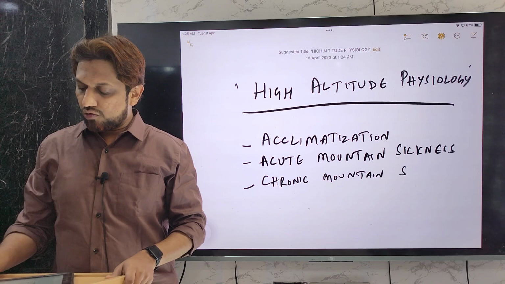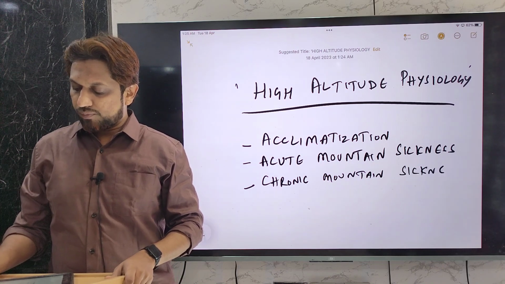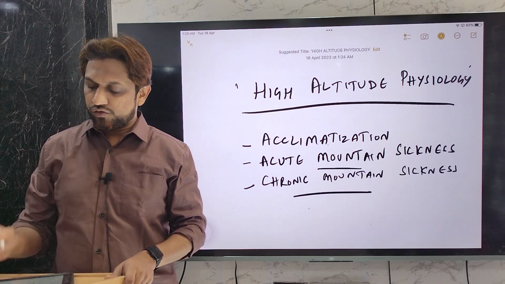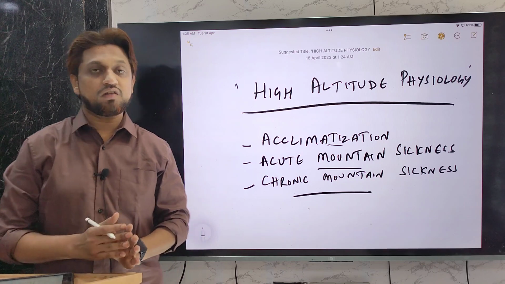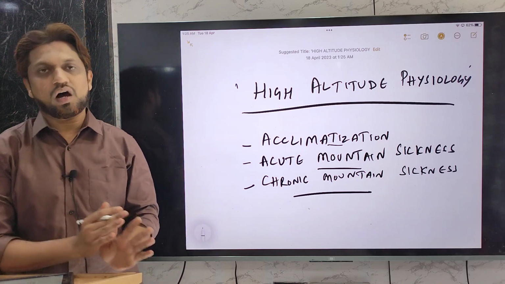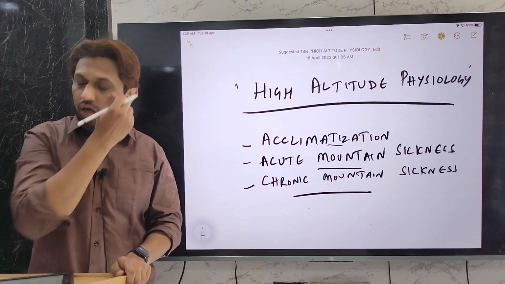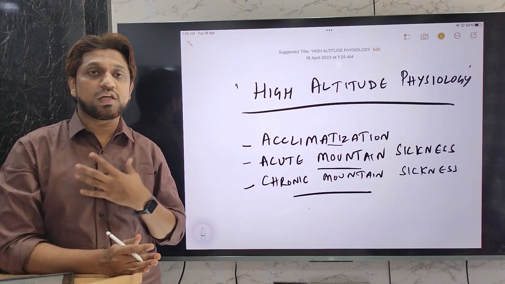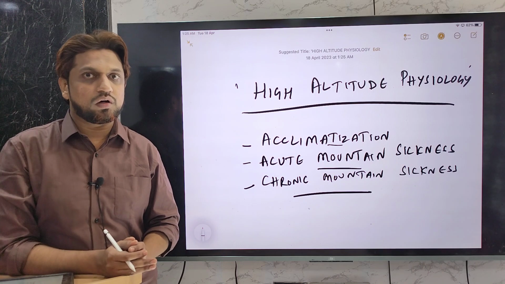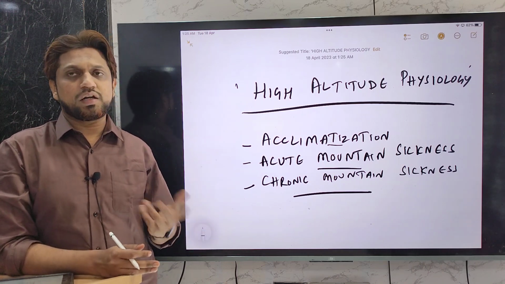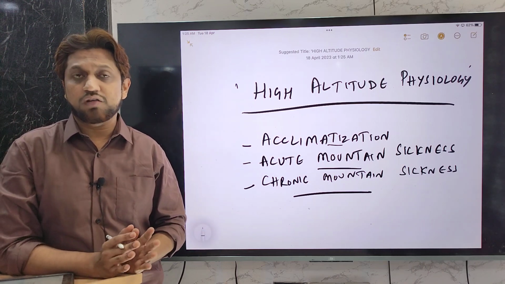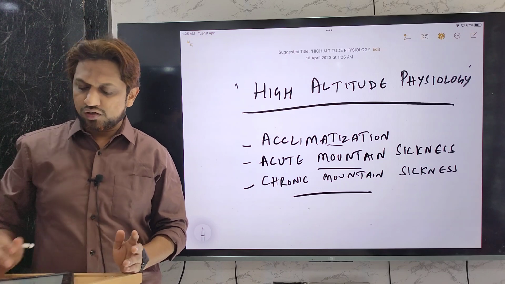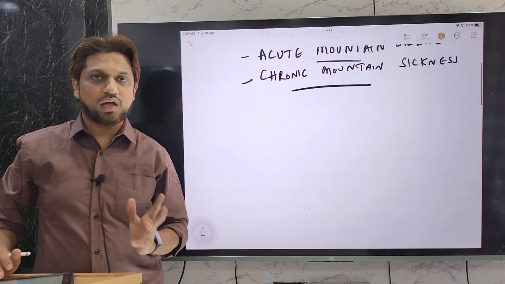Before going into detail about these topics related to high altitude physiology, first we'll have a general discussion. What exactly is high altitude, what are the problems at high altitude, how will our body cope with these problems, and what is the mechanism behind that? Basically we are going to discuss these things. First, coming to what exactly high altitude means.